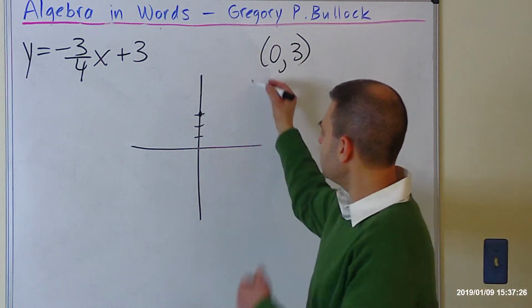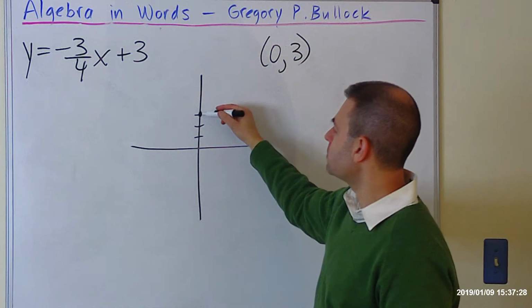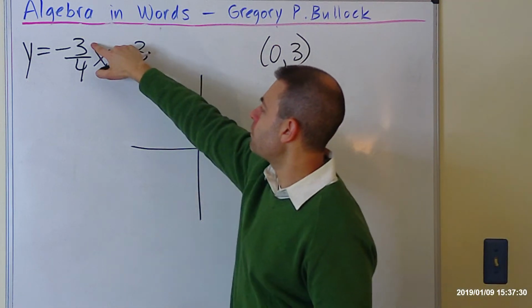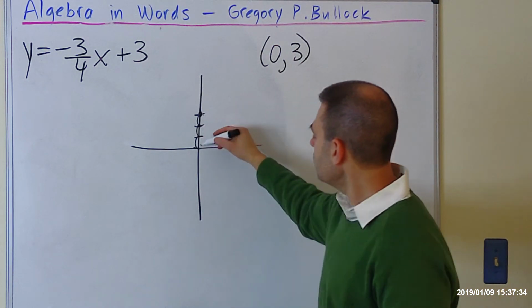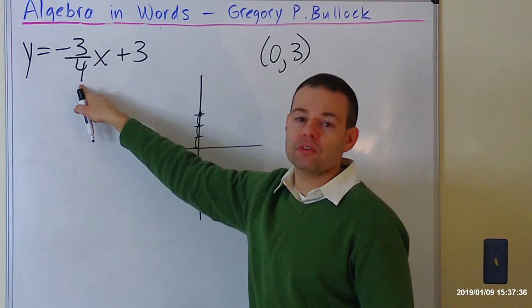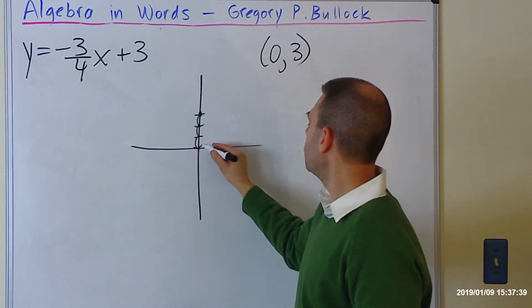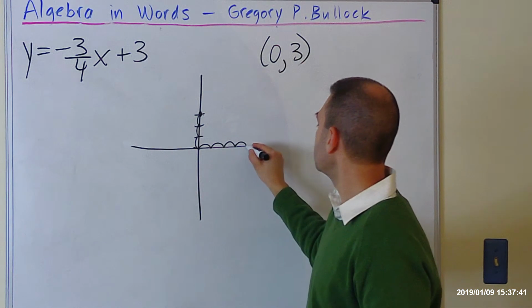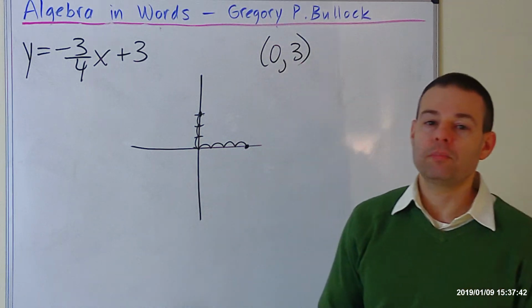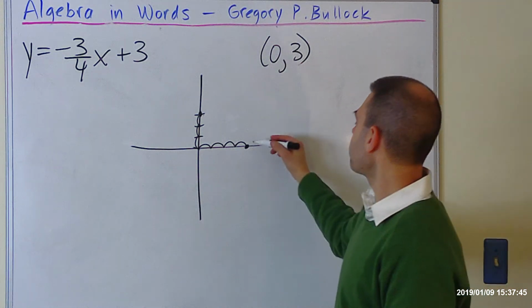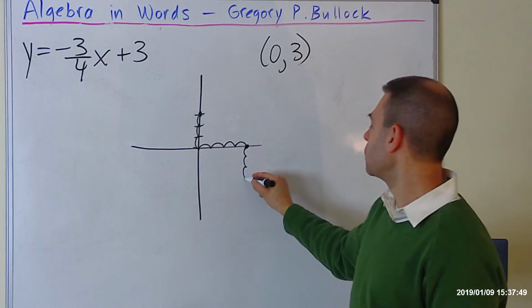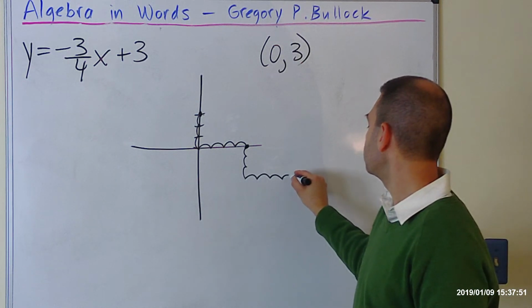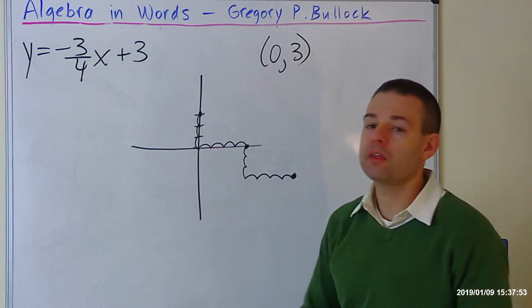So starting at the y-intercept, we're going to go down 3, 1, 2, 3, and then we're going to go positive to the right 4 units. 1, 2, 3, 4, and draw the point. And let's do that again. Down 3, 1, 2, 3, and to the right 4. 1, 2, 3, 4, and draw the point.